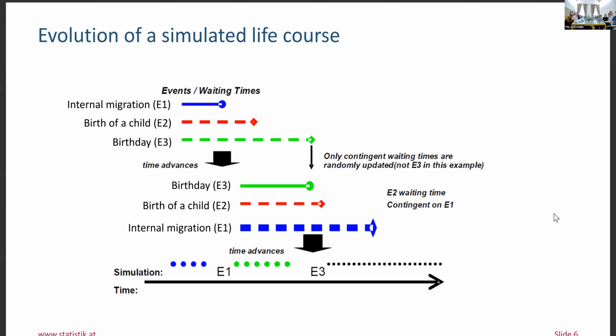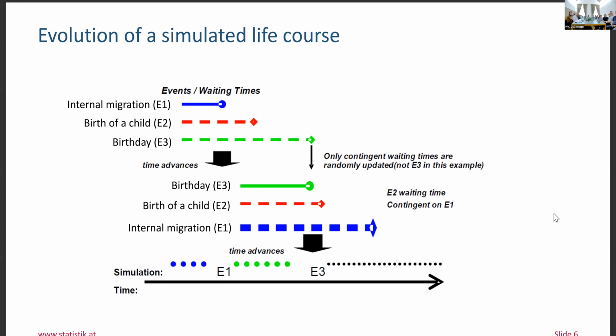So to give you a bit of a graphical simulation of these dynamics, I've just picked out 3 possible events that we could be modeling. An internal migration event, E1. A woman could be giving birth to a child, E2, and then we can have a birthday event, E3. And so if we start at the top of this graph, we can see the different waiting times.